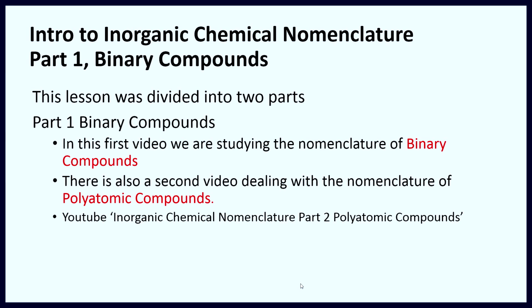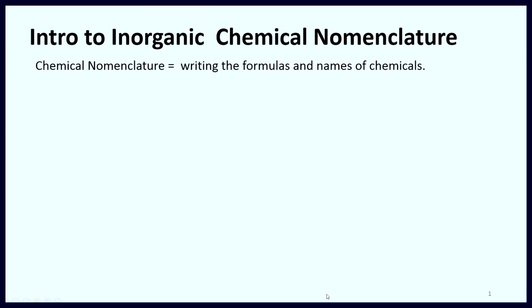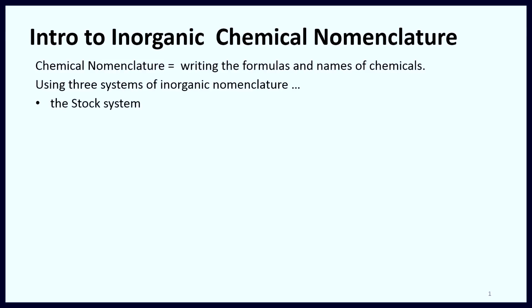And if you wish to search for that, it's on YouTube under the name Inorganic Chemical Nomenclature, Part 2, Polyatomic Compounds. Now, chemical nomenclature means writing the formulas and the names of chemicals. We're going to be using three systems of inorganic nomenclature: the stock system, the prefix system, and the -ous/-ic system.